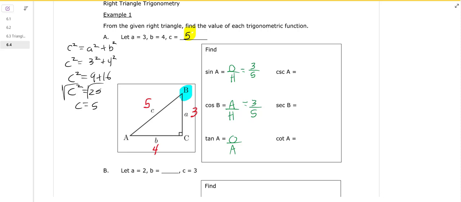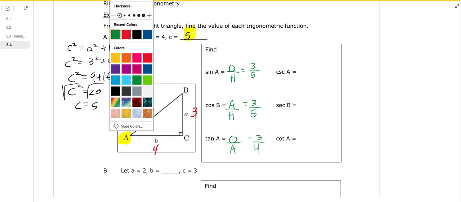Sine of A and cosine of B will always be the same. Okay, now the tangent, I'll go back to angle A and look at this. The tangent's definition is opposite over adjacent, so that will be 3/4 like that.